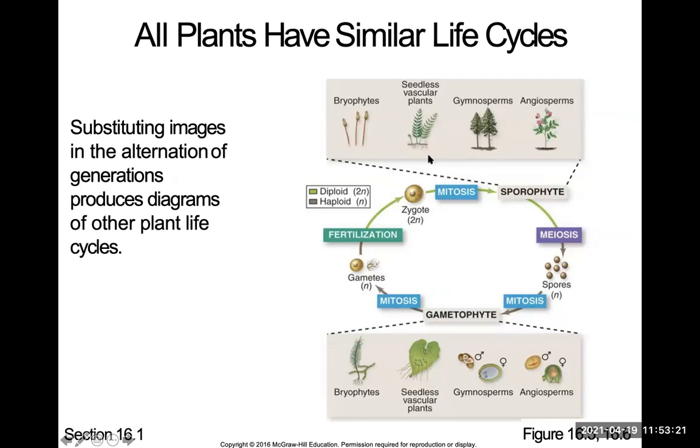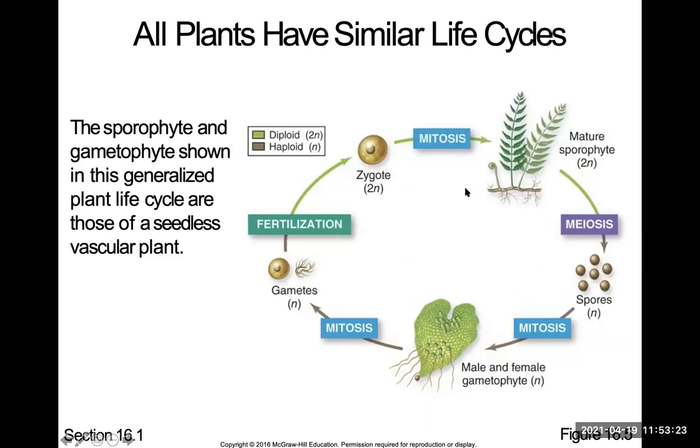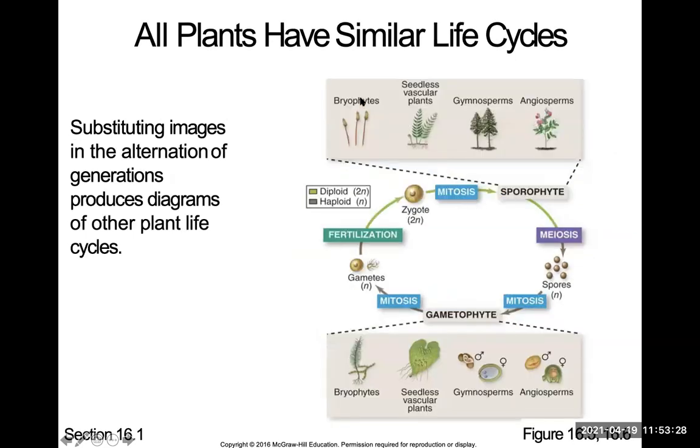So the one we just went over were the fern plants here. This is a life cycle for fern plants. For bryophytes, this is what it's going to look like for a sporophyte. And for the seedless vascular plants or fern plants, this is what it looks like. Here for the gametophyte, bryophytes produce a gametophyte that looks like this. Seedless vascular plants produce a gametophyte that looks like this heart-shaped leaf. So that's the one we just went over.